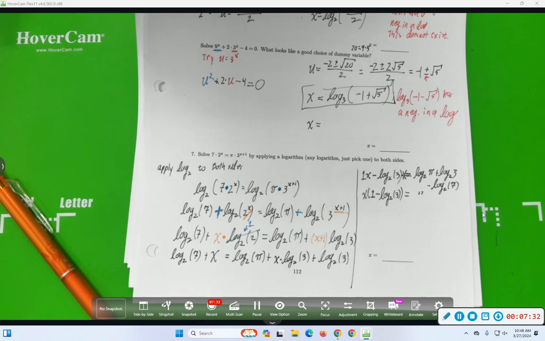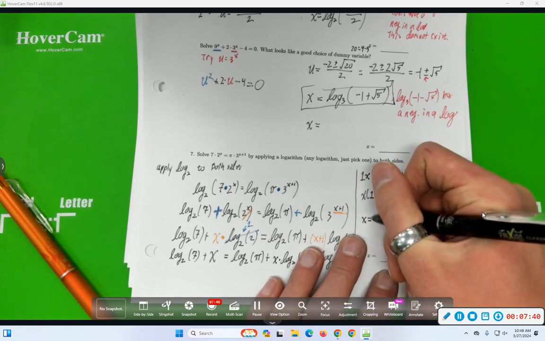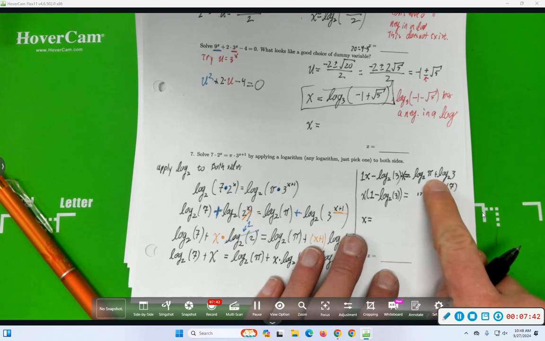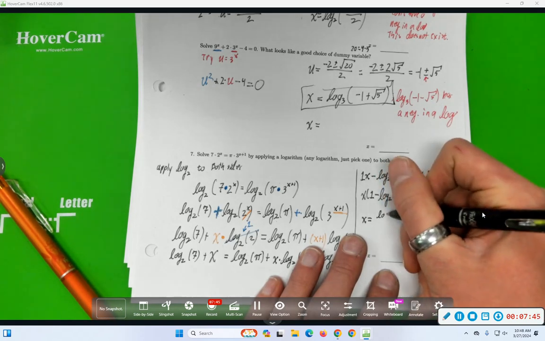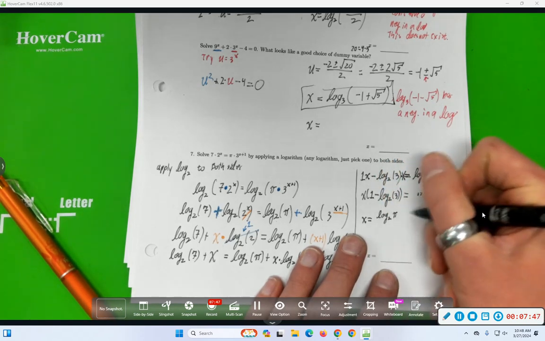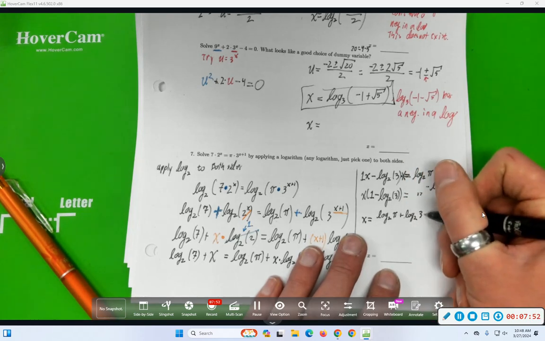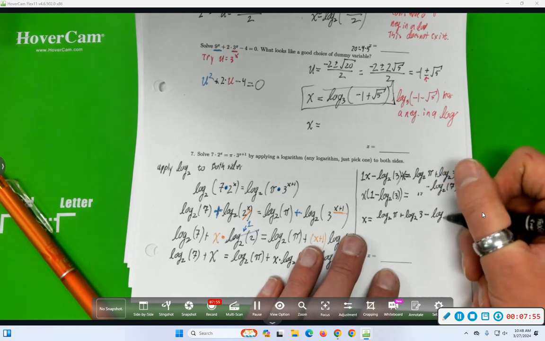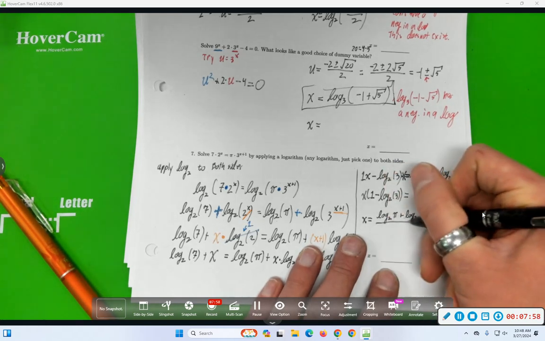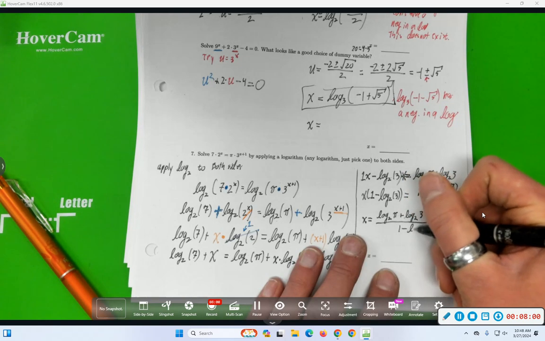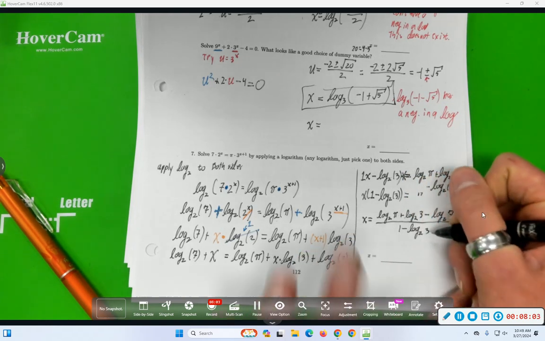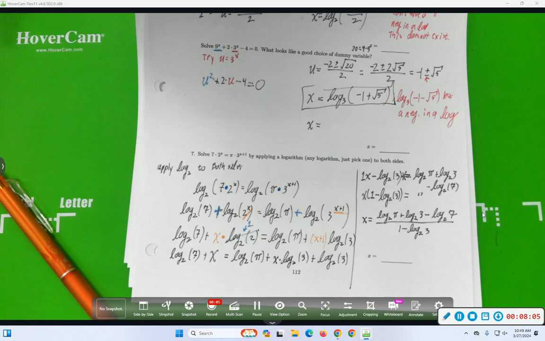Divide by the stuff next to the x. Cool. So x seems to be the stuff that is currently on the right-hand side. Log base 2 pi plus log base 2 3 minus log base 2 7 all over 1 minus log base 2 of 3.